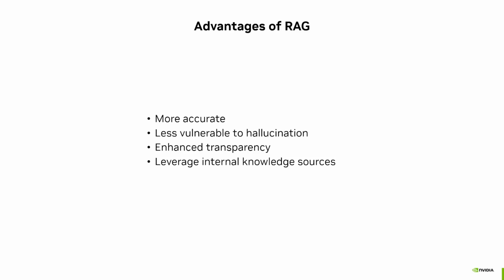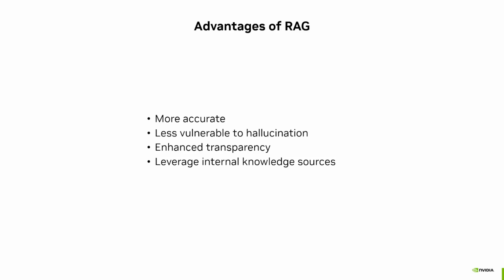RAG systems can be more accurate because of its access to real-time data and domain-specific knowledge. This is beneficial in cases where accuracy is critical, like legal documents and medical diagnosis. RAG mitigates LLM hallucinations. RAGs are inherently less vulnerable to hallucination because each response is grounded in retrieved evidence. RAG identifies relevant facts from the external or internal knowledge source before the generation phase.